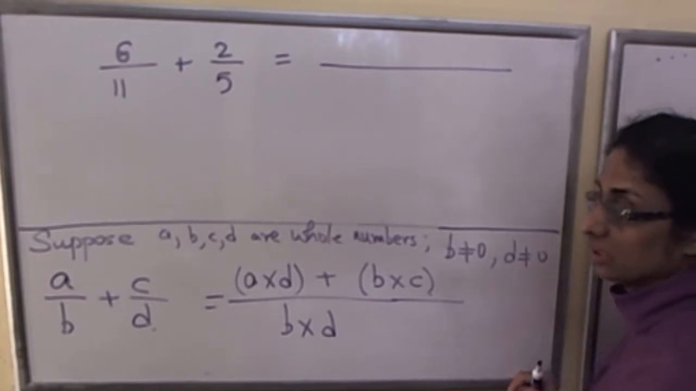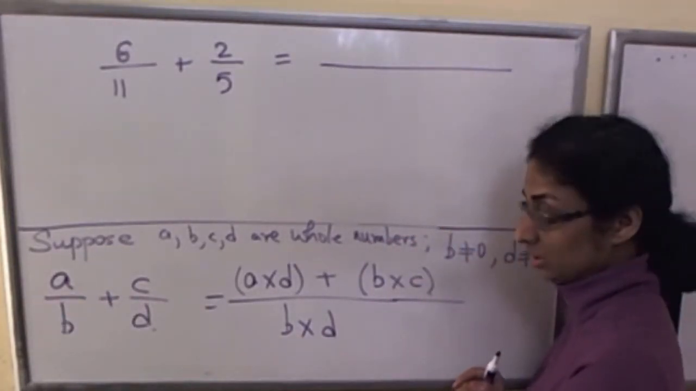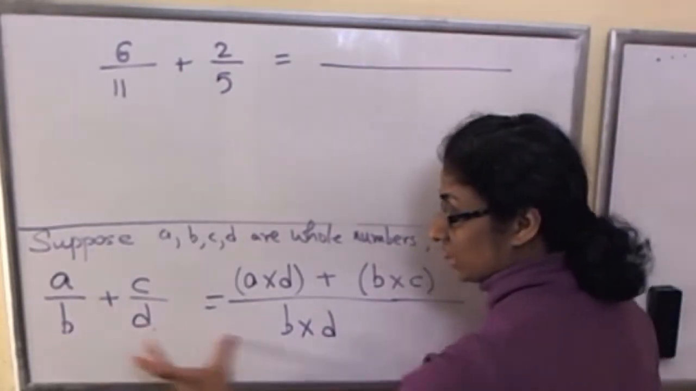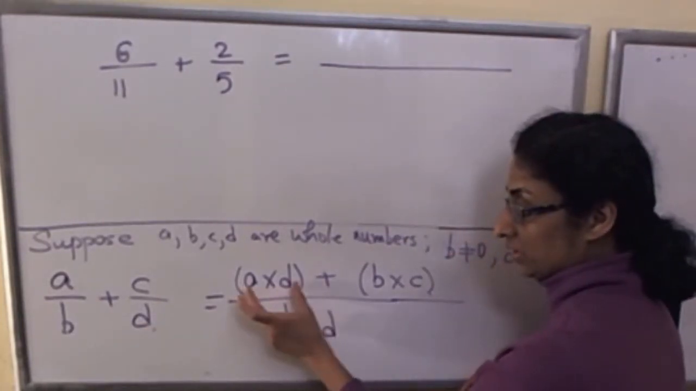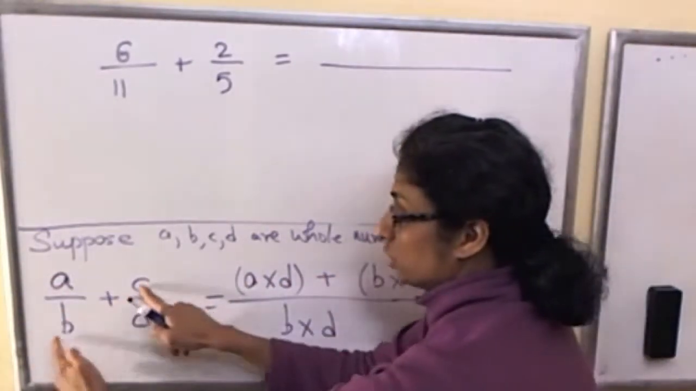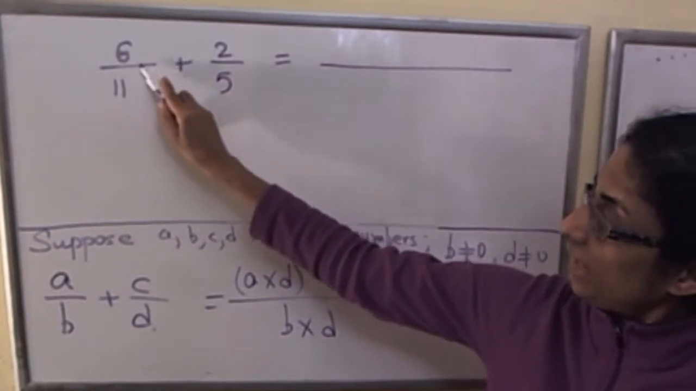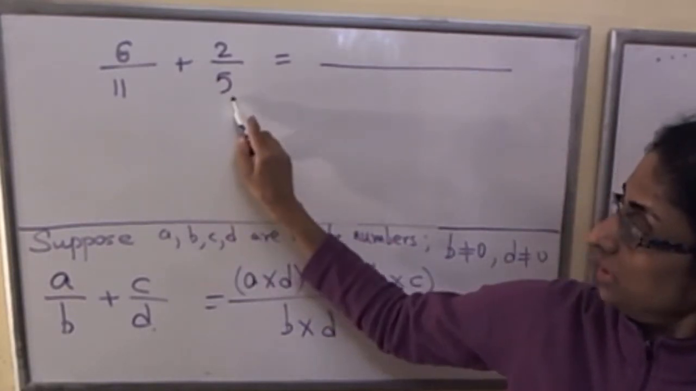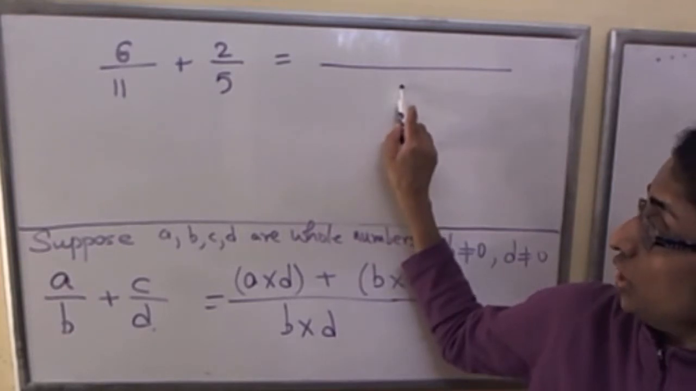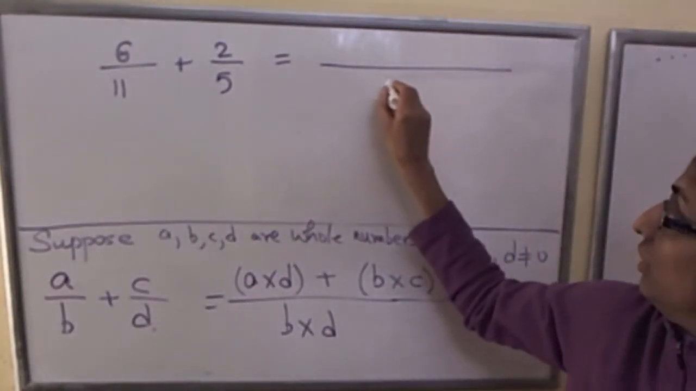I'll remind you again. A over b plus c over d is another fraction whose denominator is just these two multiplied together. Numerator is adding two things: these two multiplied together plus these two multiplied together. That's what I'm going to apply. So, add two fractions with unlike denominators to get another fraction whose denominator is these multiplied together. What is that? 55.